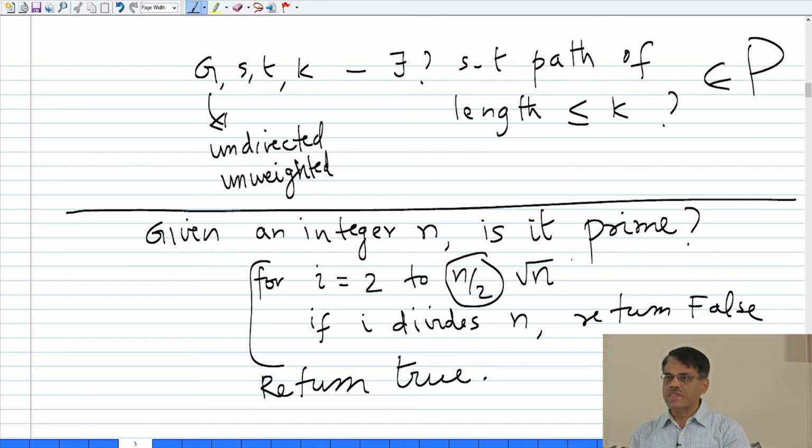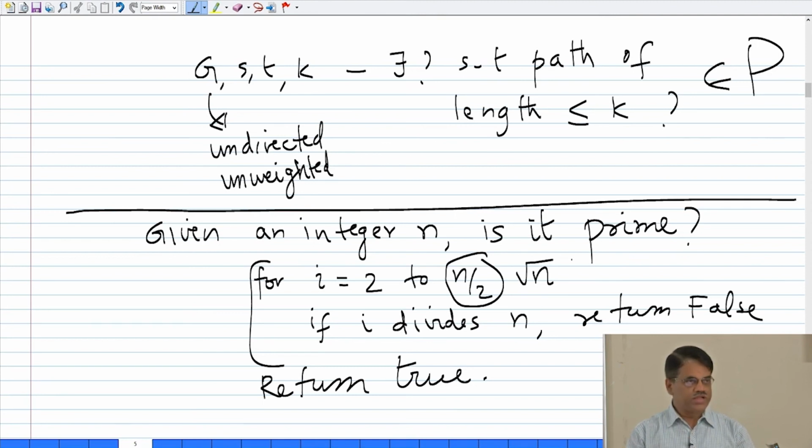Why? Is it possible that all its divisors are greater than square root of n? Even if it has one divisor, it has 2 divisors, right. If x is a divisor, n by x is also a divisor. It must have at least 2 divisors, and if both the divisors are greater than square root of n, how can the product be equal to n? So, if there is a divisor for the number, you should catch it before square root of n.